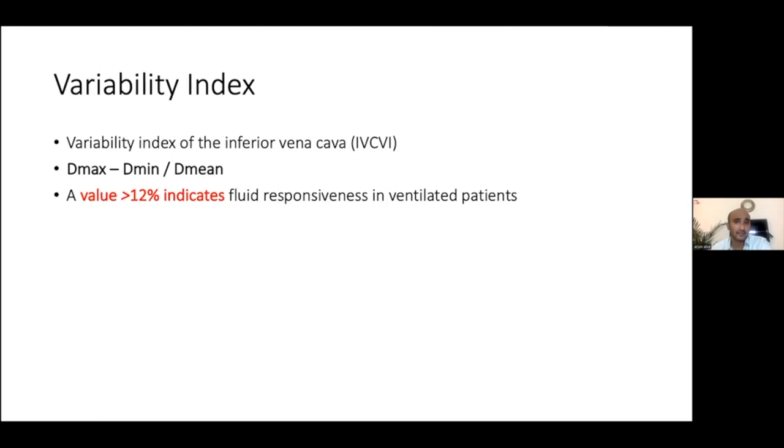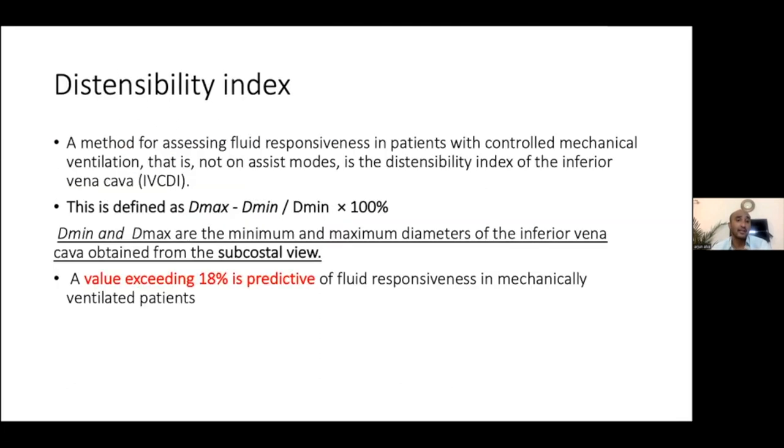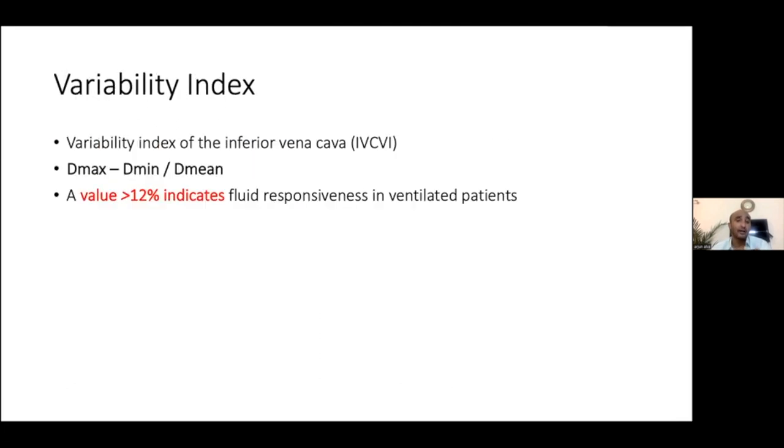Variability index is another one, using the same formula: D max minus D min divided by D mean. The distensibility index uses the minimum; here it is the mean distance between the maximum and the minimum. If the value is more than 12%, it indicates fluid responsiveness.